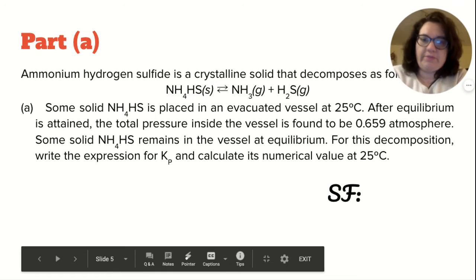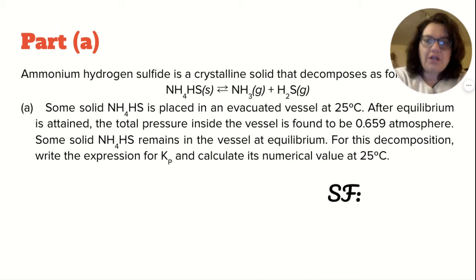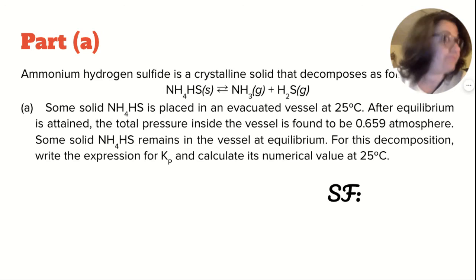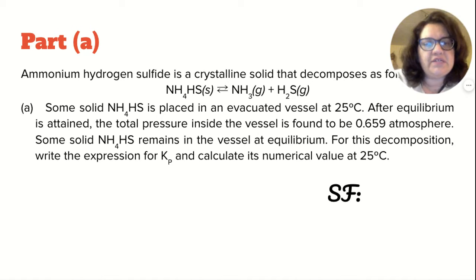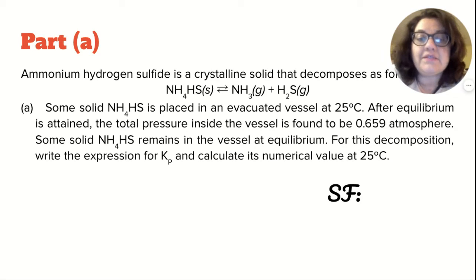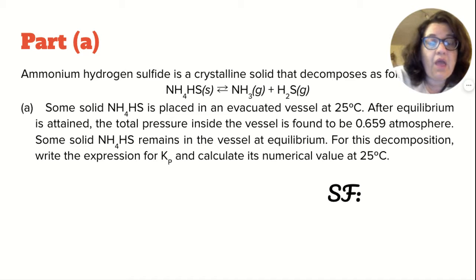So we already talked about the reaction. It's a solid that's slowly decomposing into 2 different gases. Ammonium hydrogen sulfide is placed in an evacuated vessel. It means there's nothing in it. It tells you something about the initial conditions. After equilibrium is attained, the total pressure is found to be 0.659 atmospheres. Some solid remains in the vessel at equilibrium.